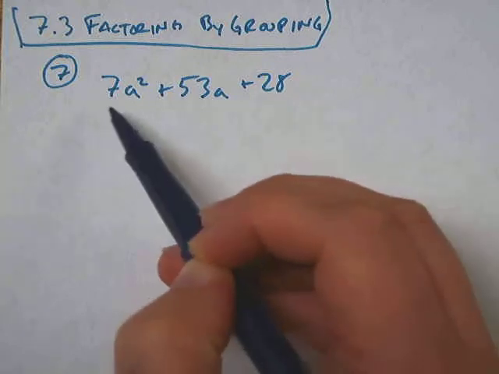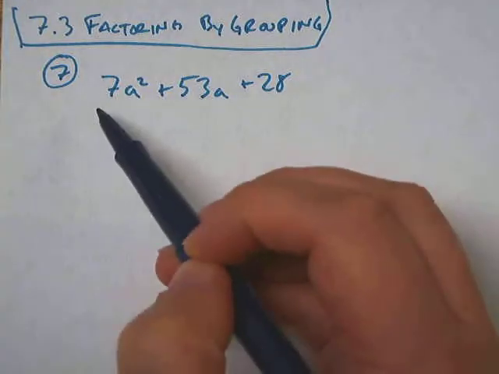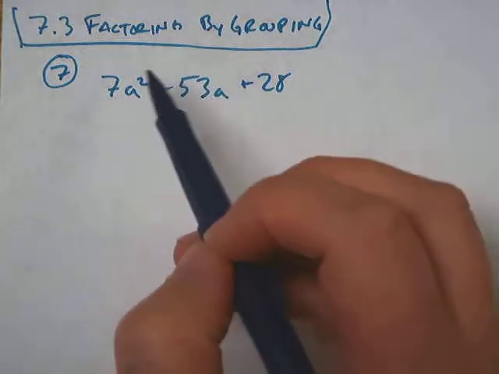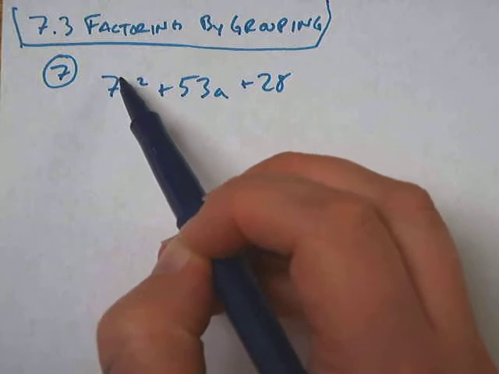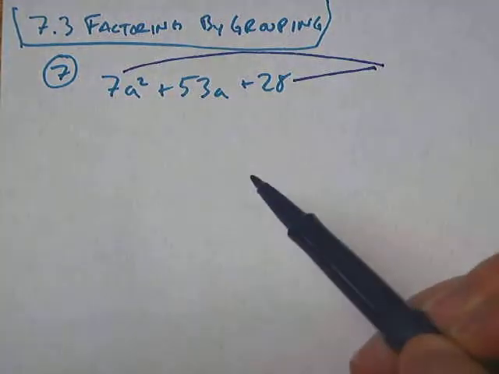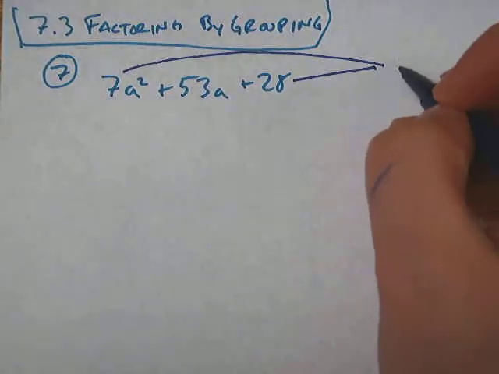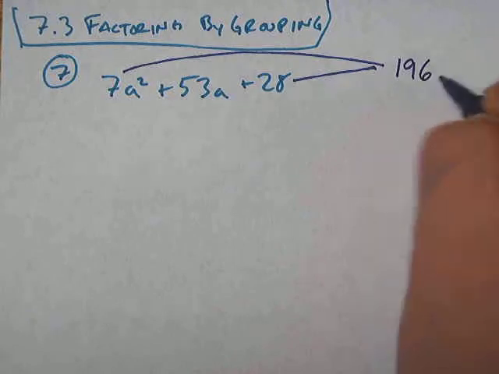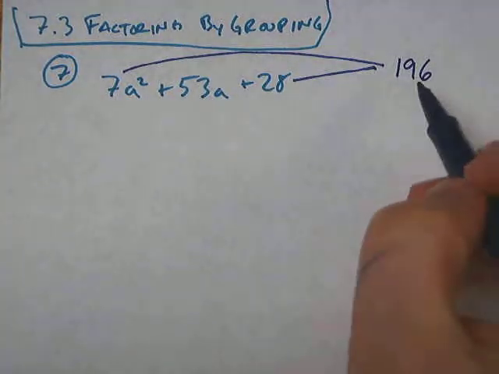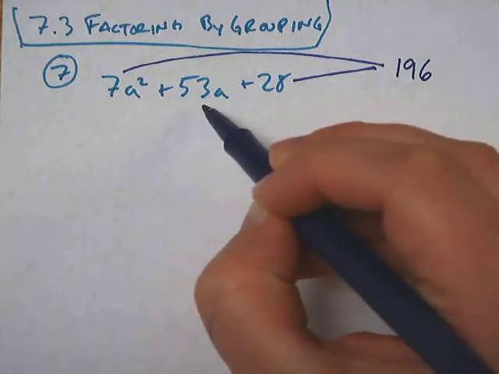28 is divisible by 7, but 53 isn't, so we can't pull out a 7. And 7 is prime, so there's no other factors that we can do here. But what we can do is move on to the next step where we multiply the first and last coefficient. So we're going to take 7 times 28, and that is actually 196. So from here, we're trying to find things that multiply to get 196, but add to get 53.